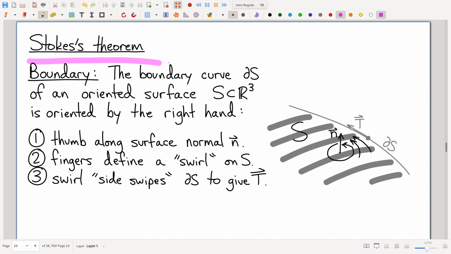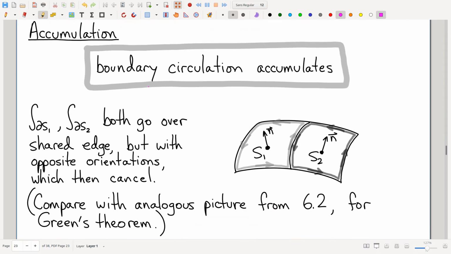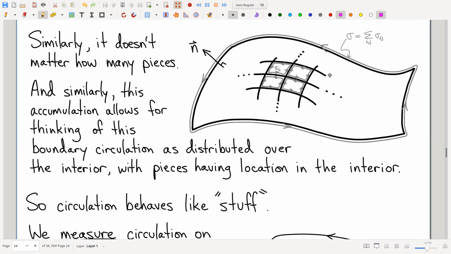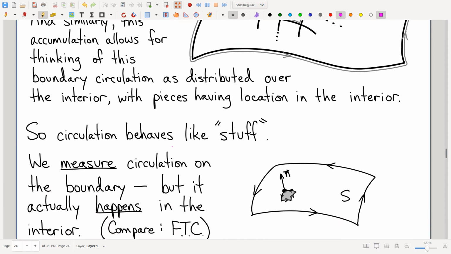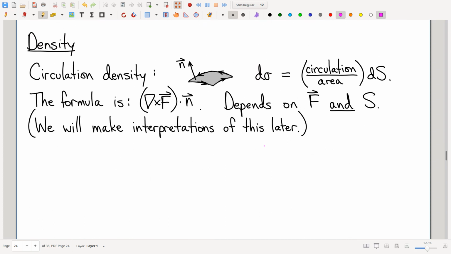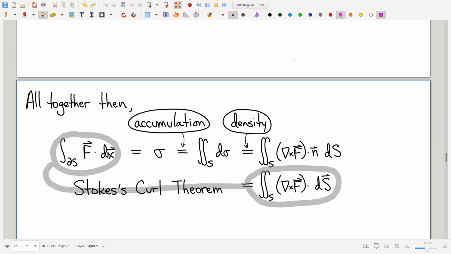And that's exactly the pattern that we're going to follow here for Stokes' theorem. We're going to talk about boundaries and what our convention is going to be for boundary orientations. We're going to make an observation about accumulation that's going to be really, really familiar. I'm going to wave my hands at making the case that even though you compute it on the boundary, you should really think about it as being distributed over the interior. And therefore it behaves like a stuff. And when you're dealing with stuff, you can talk about stuff per unit size. The stuff is circulation. The size is area. And with those pieces, we fit the pieces together and bam, theorem.